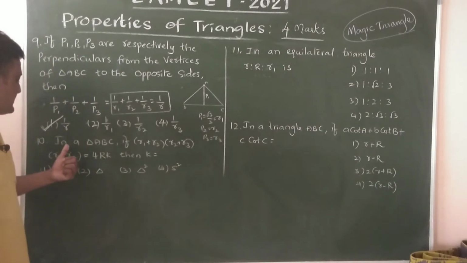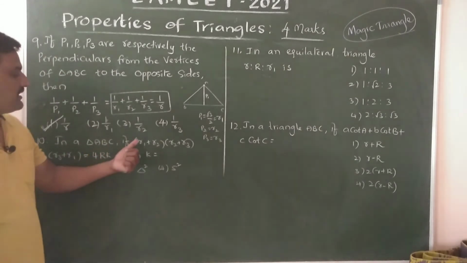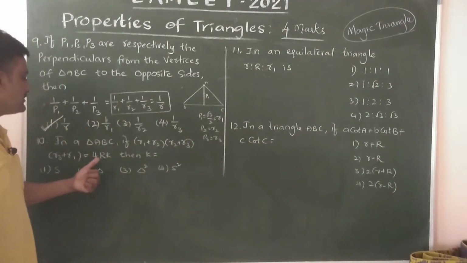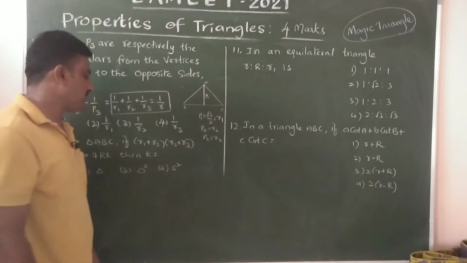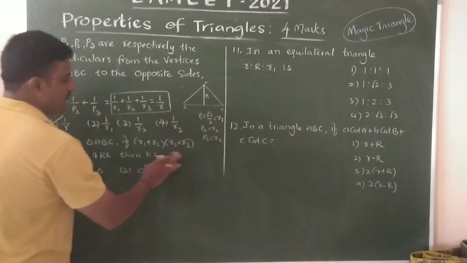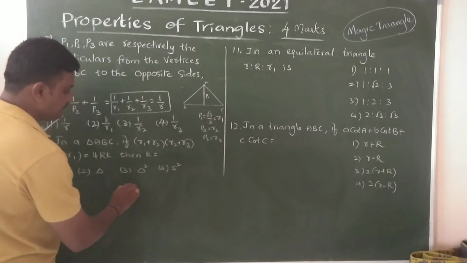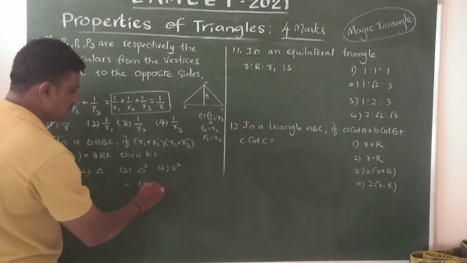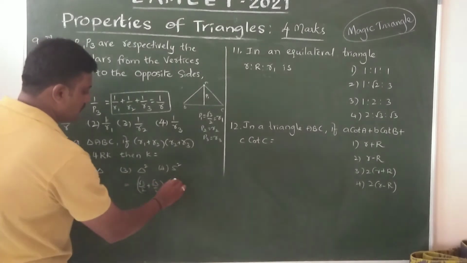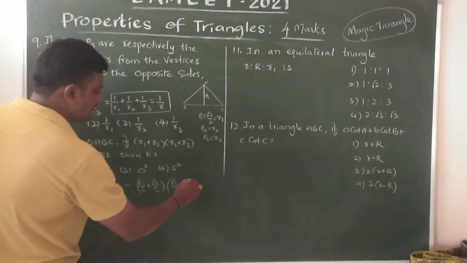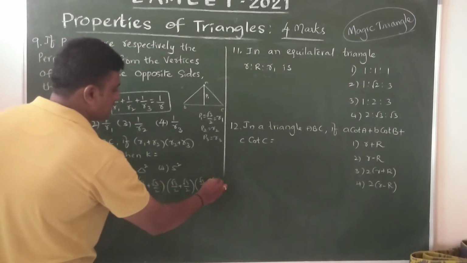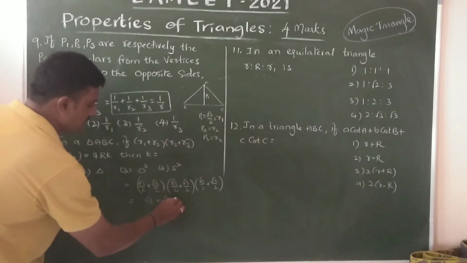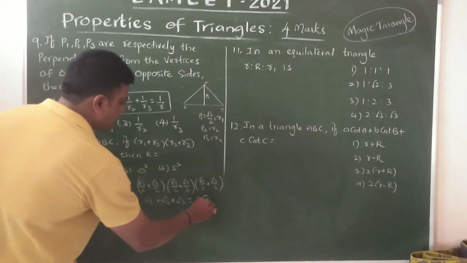Okay, now next one. In a triangle ABC, if (r1 + r2)(r2 + r3)(r3 + r1) equals 4rk. Now it is like the previous problem. Here also we can apply formulas. R1 plus R2 is root 3 by 2 plus root 3 by 2, into root 3 by 2 plus root 3 by 2, into root 3 by 2 plus root 3 by 2. Now it is root 3 into root 3 into root 3, which equals 3 root 3.